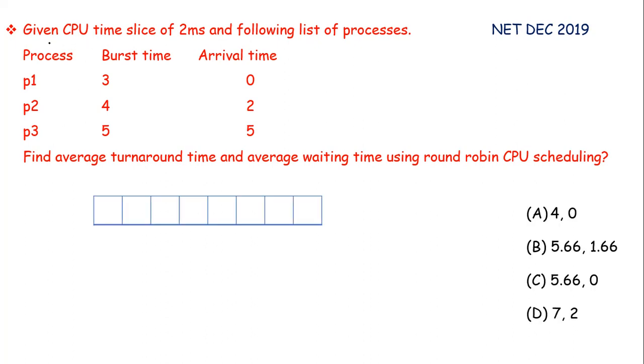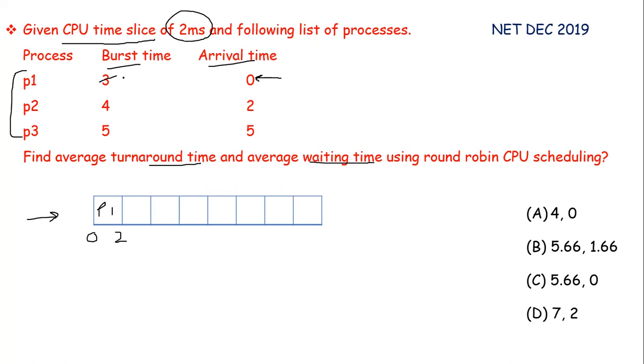Next question is, given CPU time slice of 2 millisecond and the following list of processes, we are given 3 processes P1, P2 and P3 with their burst time and arrival time. Our question is, find average turnaround time and average waiting time using round robin CPU scheduling. So we will make a Gantt chart in this question. At time 0, we have only one process, that is P1. So we will allocate CPU to P1 for 2 unit time because time slice is 2 millisecond.